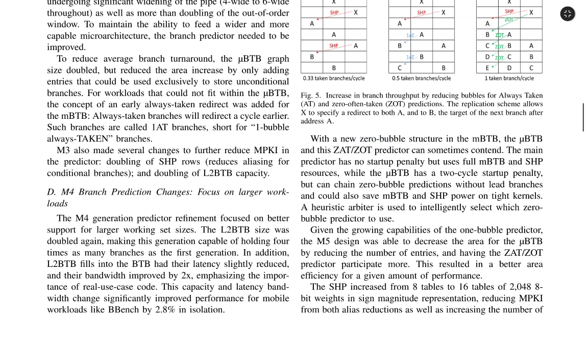With the new zero-bubble structure in the MBTB and micro BTB, the ZAT and ZOT predictors can sometimes contend. The main predictor has no startup penalty, but uses full MBTB and SHP resources, while the micro BTB has a 2-cycle startup penalty, but can chain zero-bubble predictions without reading branches and could also save MBTB and SHP power on taken branches. A heuristic arbiter is used to intelligently select the zero-bubble predictor to use.